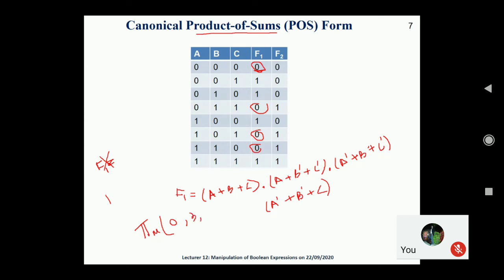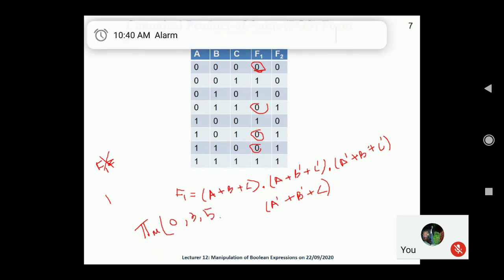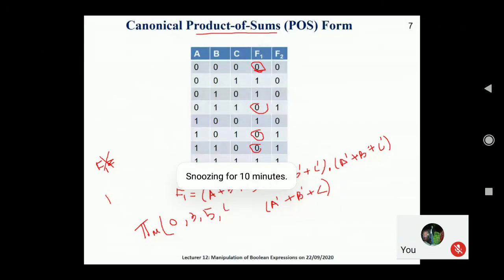The next one is A bar plus B bar plus C. That means 1, 0, 1. 1, 0, 1 means what? 5. And the next one is A bar, B bar, and C. That means 1, 1, 0. So this one is 6. So this way we can represent the product of sum and sum of product.